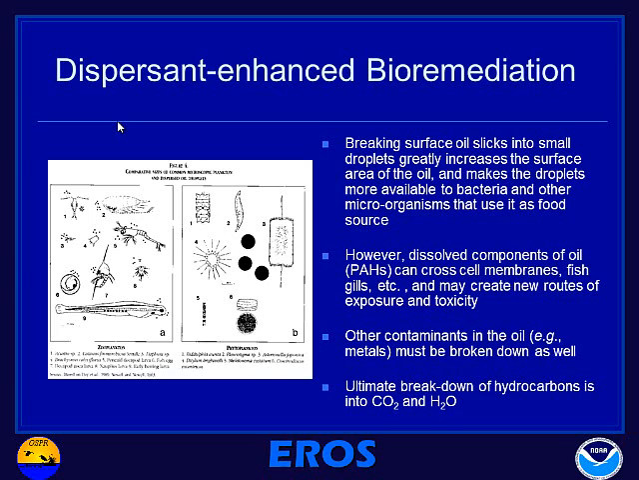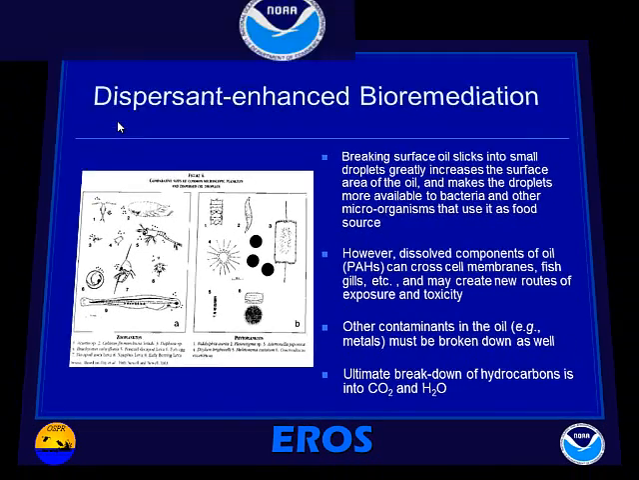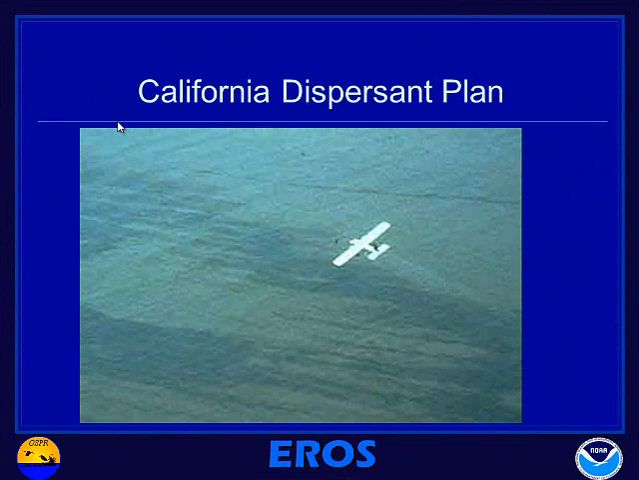Sometimes that's good, because microbes can get to it and break it down. It is a food source for them. They'll break it down into carbon dioxide and water. But it also means that the dissolved components of the oil, especially the polycyclic aromatic hydrocarbons, can cross the more sensitive membranes of critters. And then we have to evaluate whether that's better or whether that's worse than leaving it at the surface. Okay, we do have a plan for this.